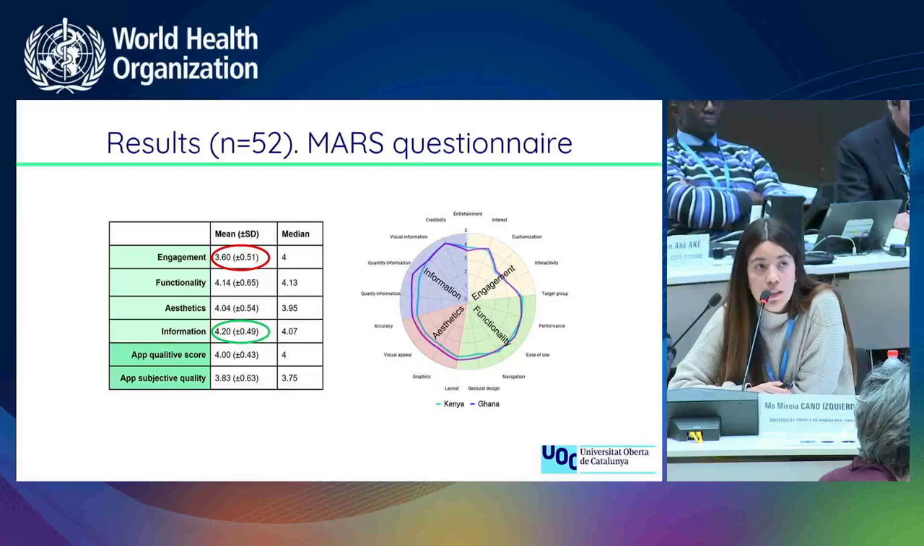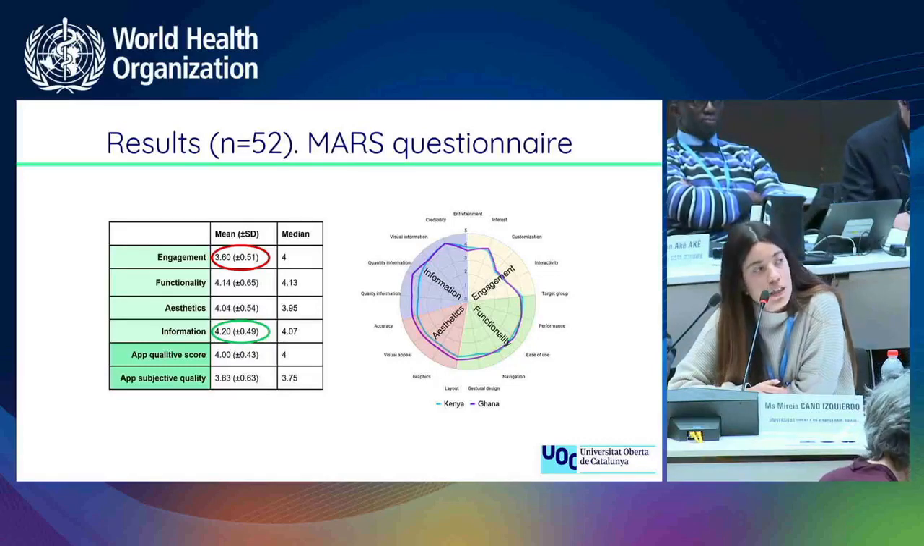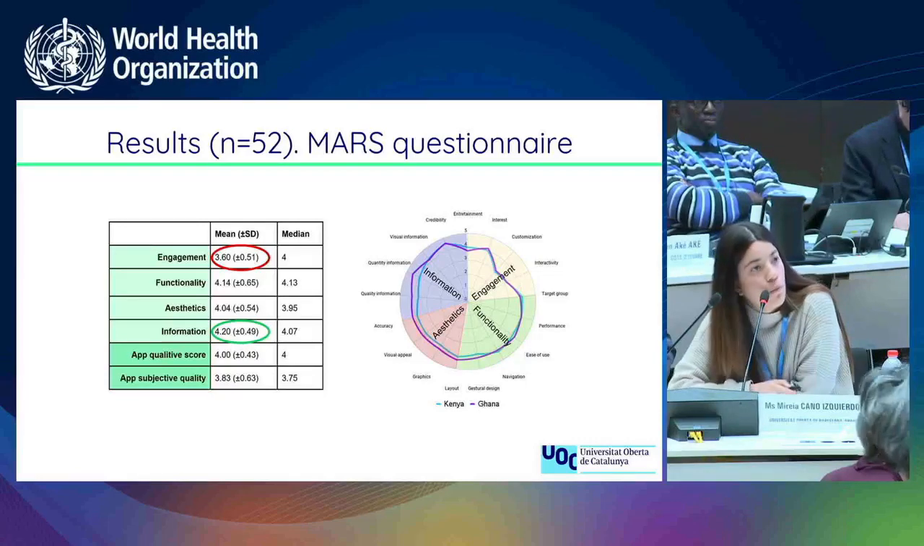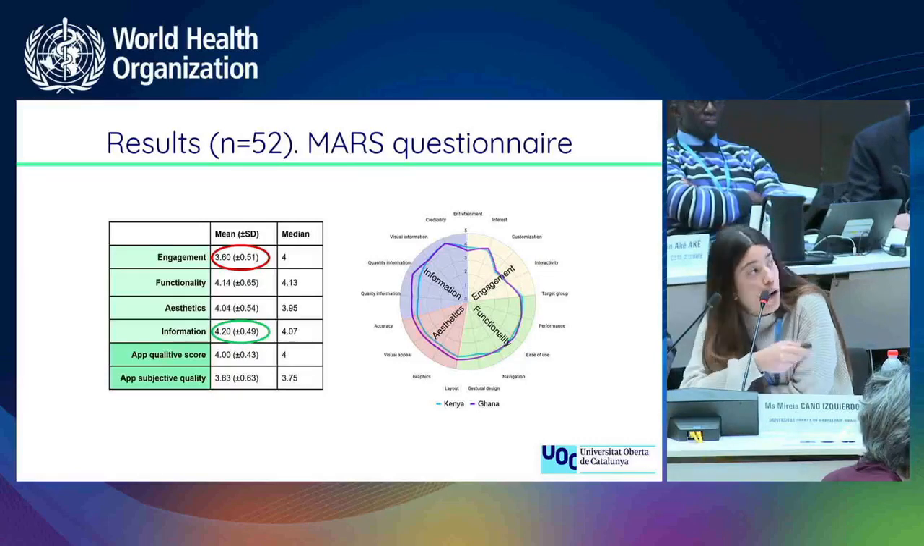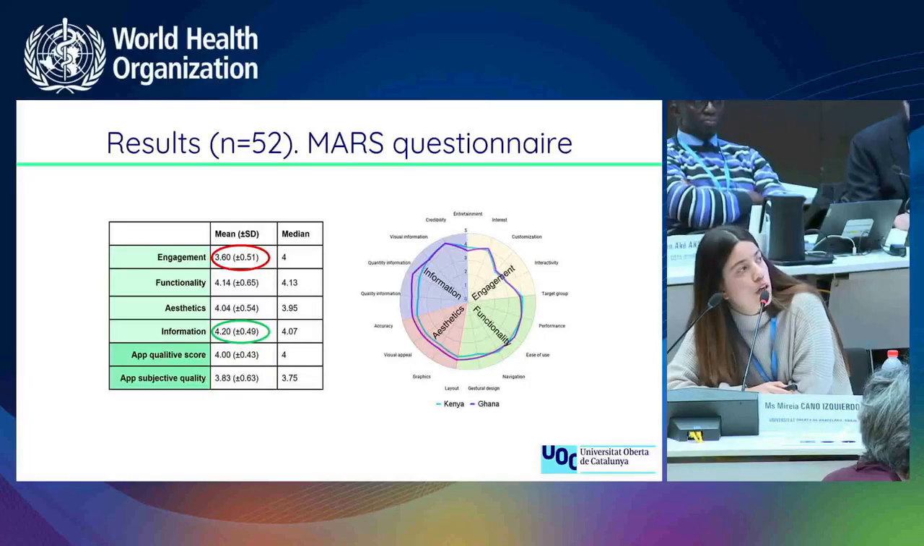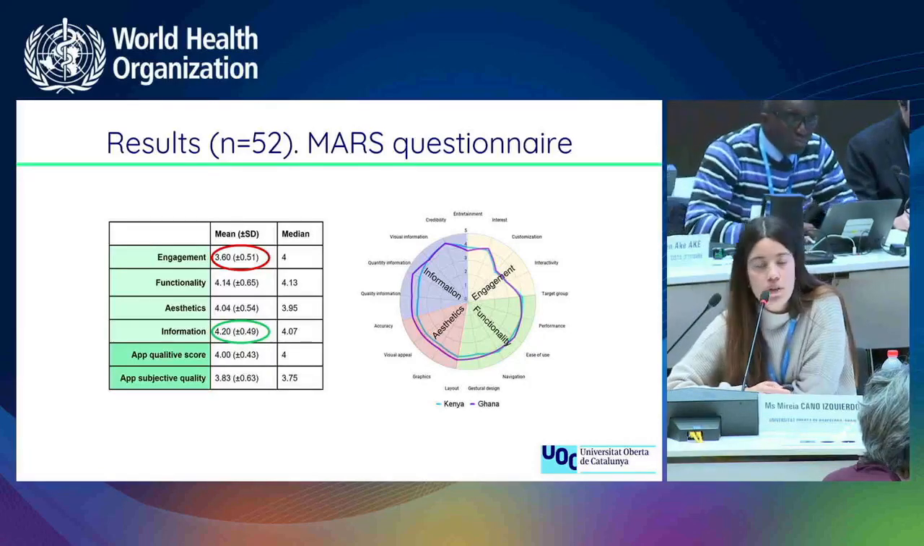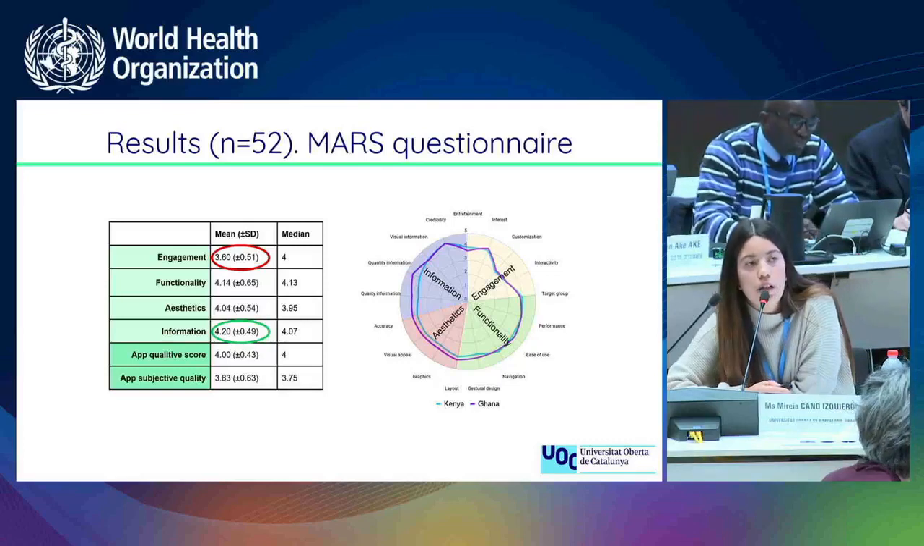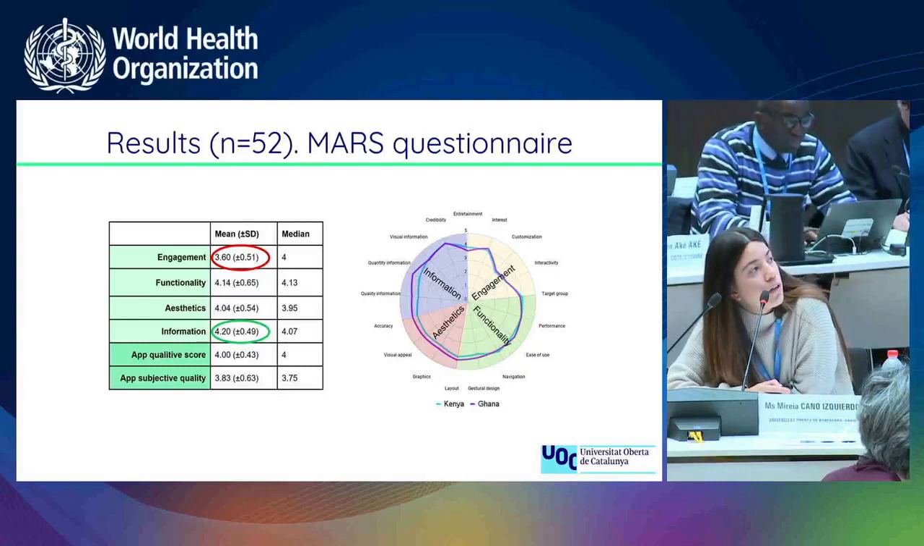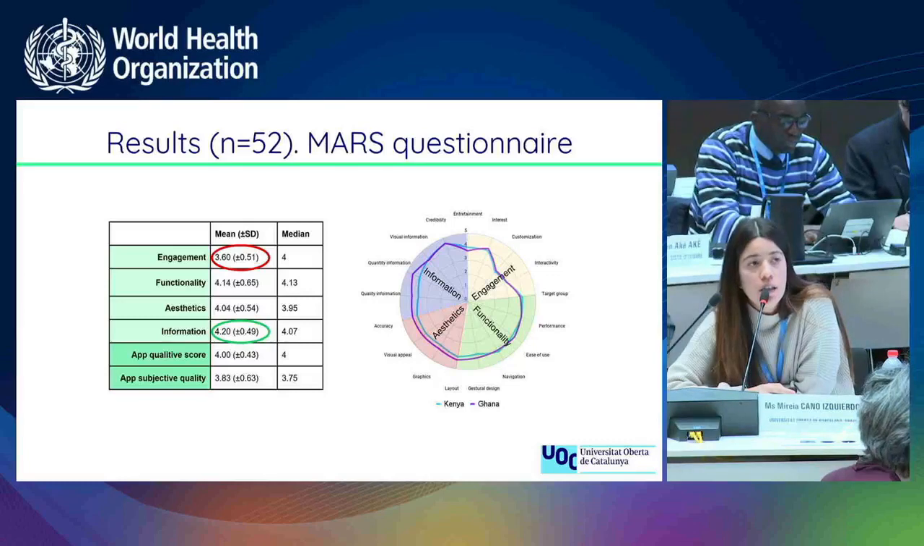When we checked the data obtained from the MARS questionnaire, you can see here that almost all of these domains obtained more than 3.6 out of 5 points. So overall, the app obtained a good score. Here you can also see that the worst rated domain was engagement, and the best rated one was information.